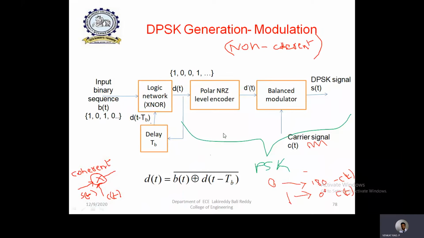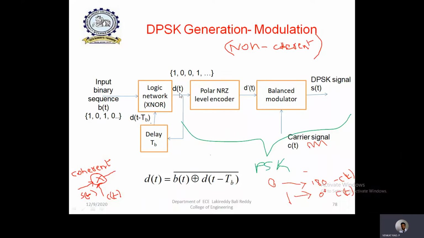Another advantage of DPSK compared to PSK is that the bandwidth is reduced when compared to PSK, and also the implementation is somewhat more accurate, right? So because of these advantages, we are going for DPSK modulation compared to PSK. So let us observe this block diagram.